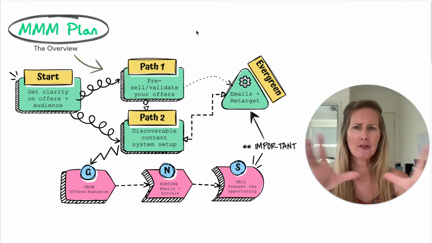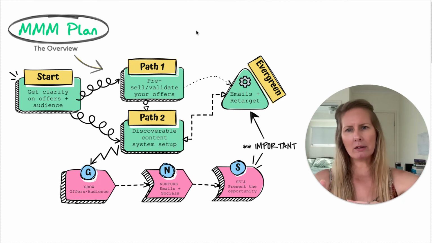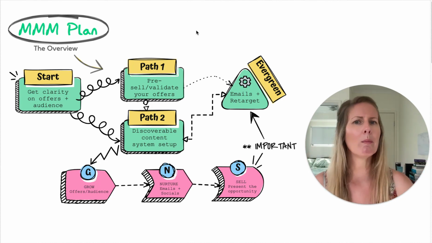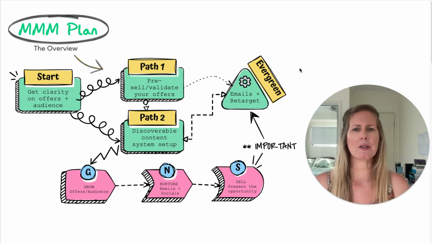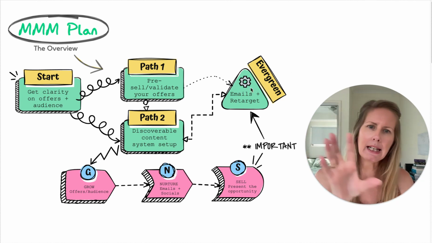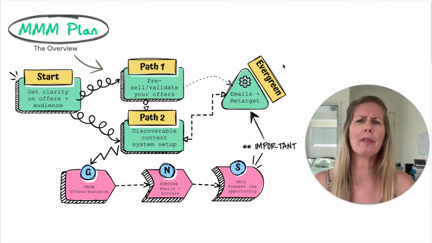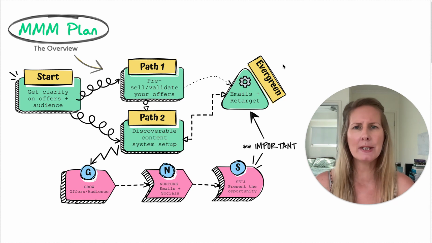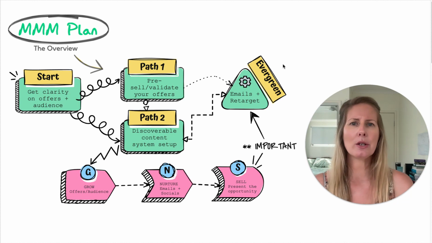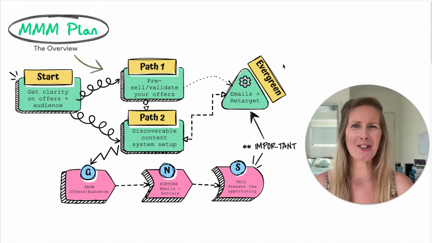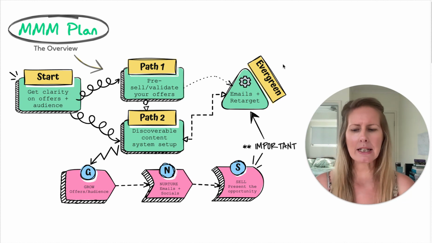So path 1 and path 2, you might do one first, or you might need to do both of them. We won't know until we have a conversation. And then we want to evergreen this process, right? So all paths lead to the evergreen. What this really is all about is you setting up really strong systems inside your email to ensure that people are being presented with the opportunity to buy from you on a regular basis, but also, again, based on your offers.